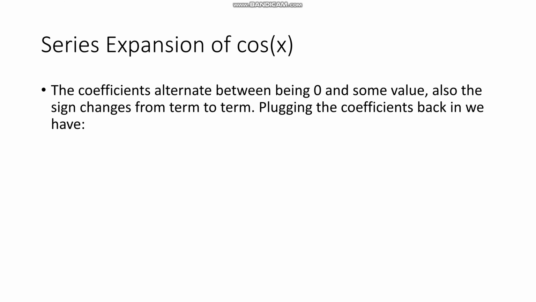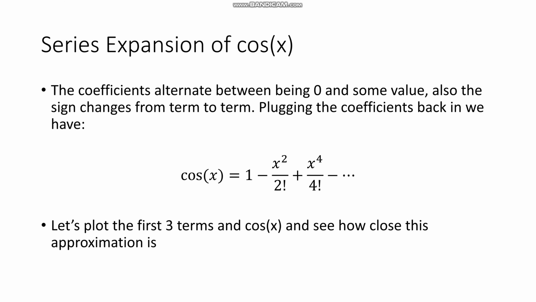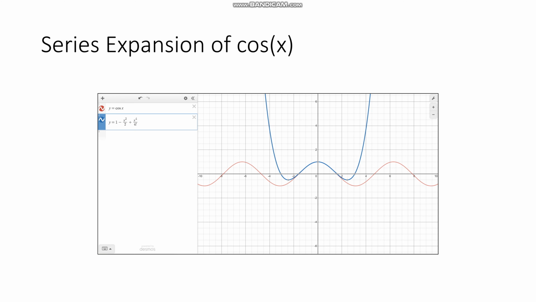And then plugging in those coefficients, we have cosine of x equals 1 minus x squared over 2 factorial plus x to the 4th over 4 factorial minus so on. So let's graph these three terms of cosine of x and see how close this approximation is. I'm using Desmos here, and as you can see, it's a pretty good approximation of cosine x when x is between about negative 2 and 2.